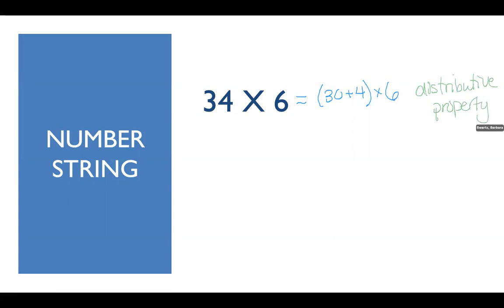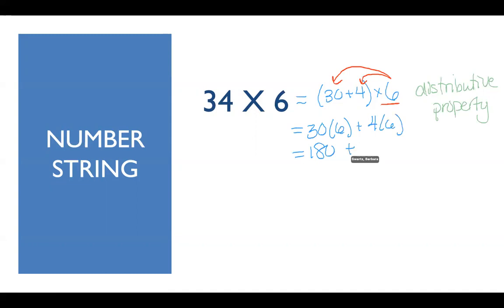And now we can do our 30 times 6 plus our, never mind, I was distributing the wrong number, right? Our 4 times 6. We're going to take our 6 here and we're going to distribute it to the 30 and to the 4. And so that's how we get our 30 times 6 is 180 and our 4 times 6 is 24. And therefore we can have our total as 204.